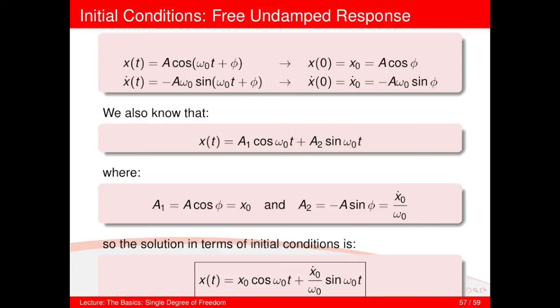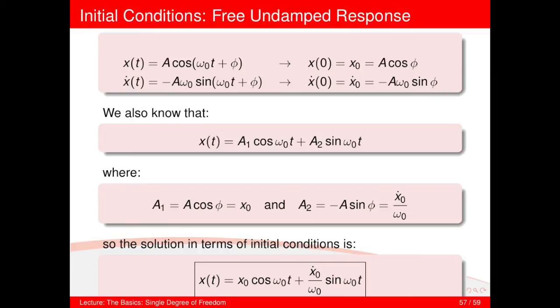And we also know that the solution is a1 cosine omega naught t plus a2 sine omega naught t. That's what we just covered. And if you remember, a1 is A cosine of phi. Well, that's quite clearly x naught. So there's your initial displacement at time equals 0, which is a1. And a2 we know is minus A sine of phi. Well, here we've got minus A sine of phi. If we divide that by omega naught, then that's your a1, a2, and obviously there's our initial condition in terms of velocity.